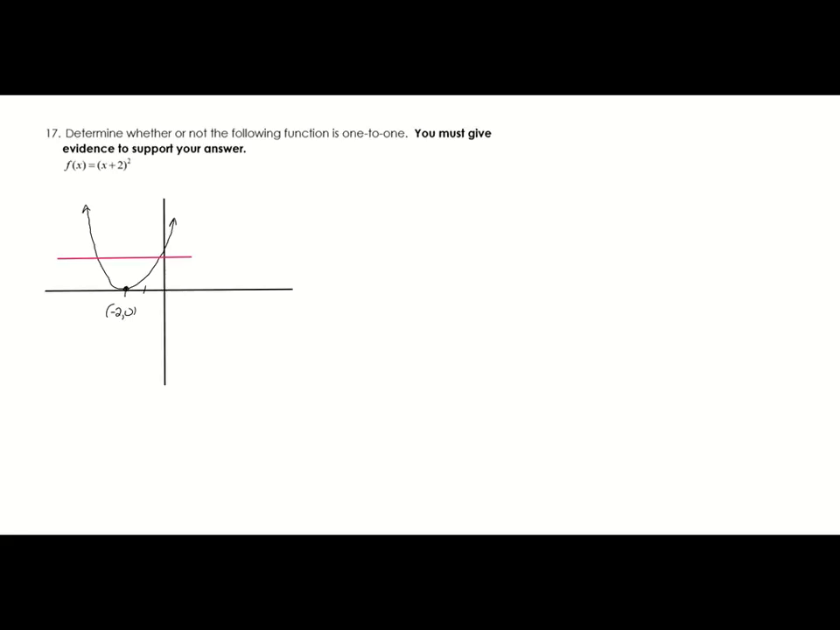So now we can write our conclusion. We can say that f of x is not one-to-one because it fails the horizontal line test.